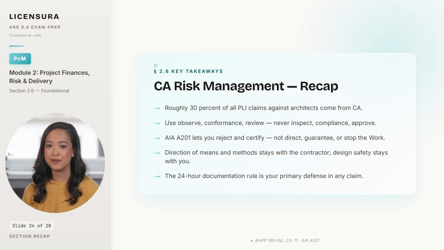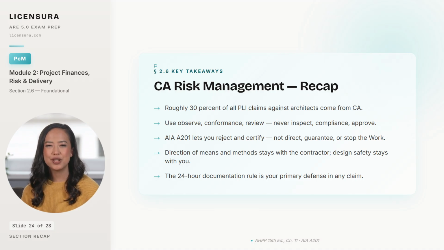Fourth, the means and methods boundary protects you from contractor-side liability, but it does not protect you from design safety liability. If the design itself creates an unsafe condition, you remain responsible, regardless of how the contractor builds it.